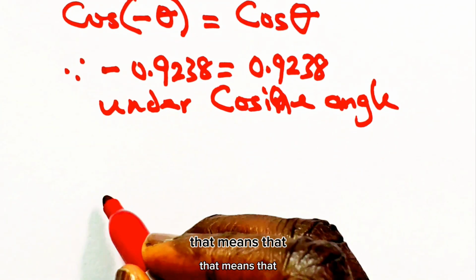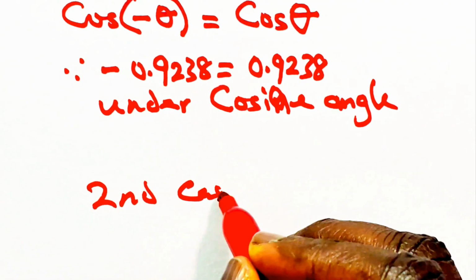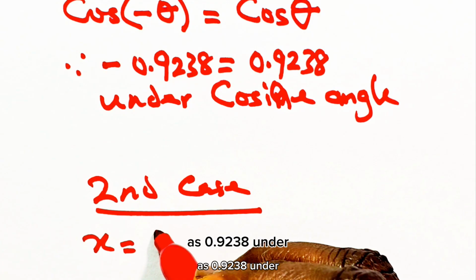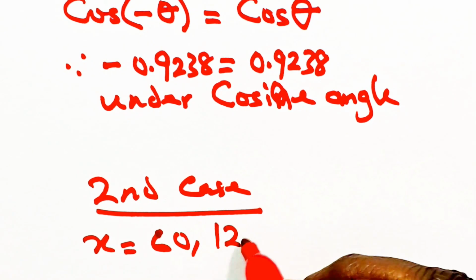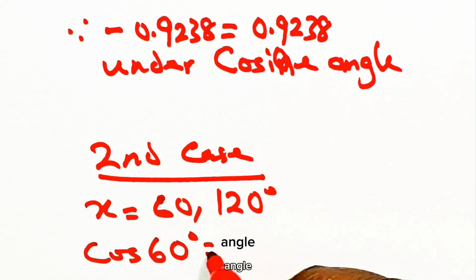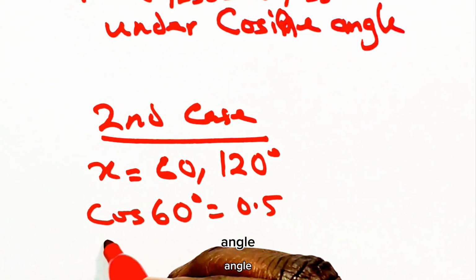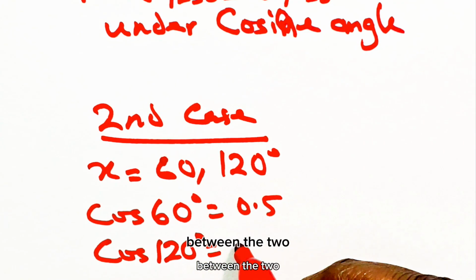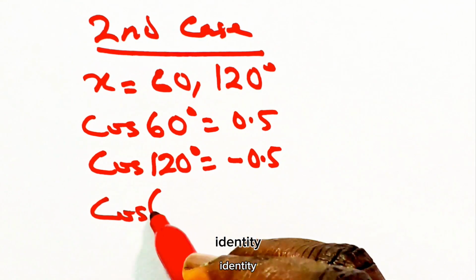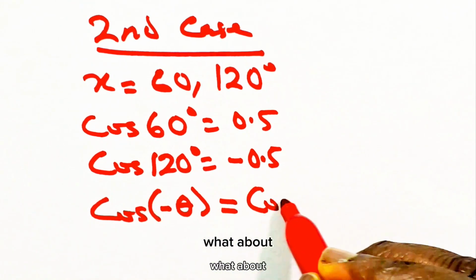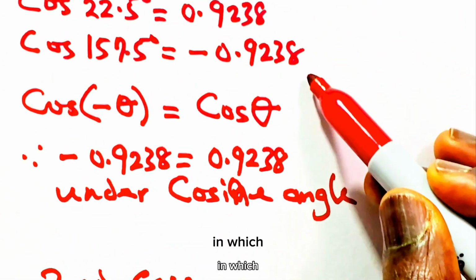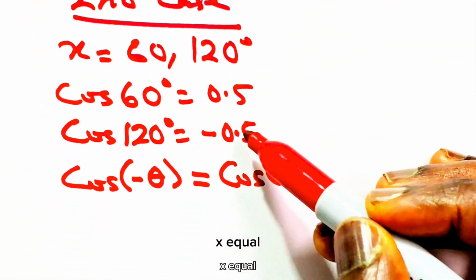So what about the second one? To check for the second case in which we have that x equals 60 and x equals 120 degrees. If you put cos 60 degrees, it is going to give you 0.5, and cos 120 degrees is going to give you minus 0.5. So the same rule here, that cos of minus theta is the same thing as cos theta. That means that they are the same. This is the same, this is the same, and this is the same.